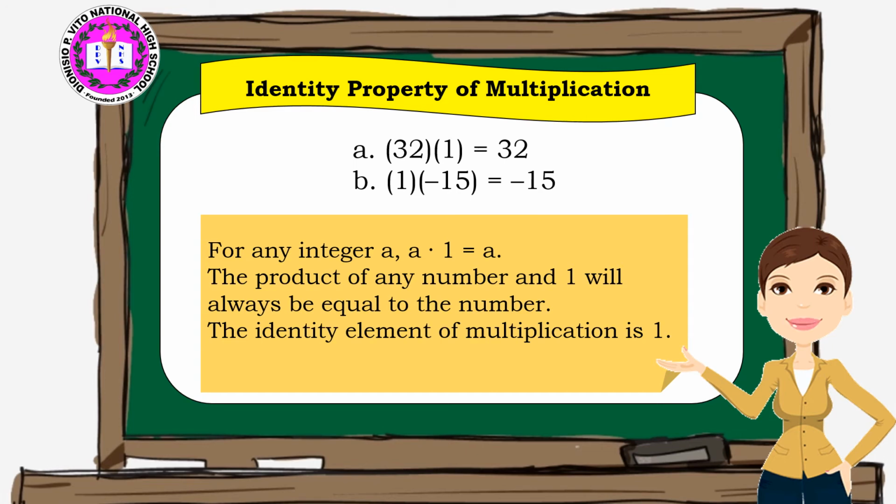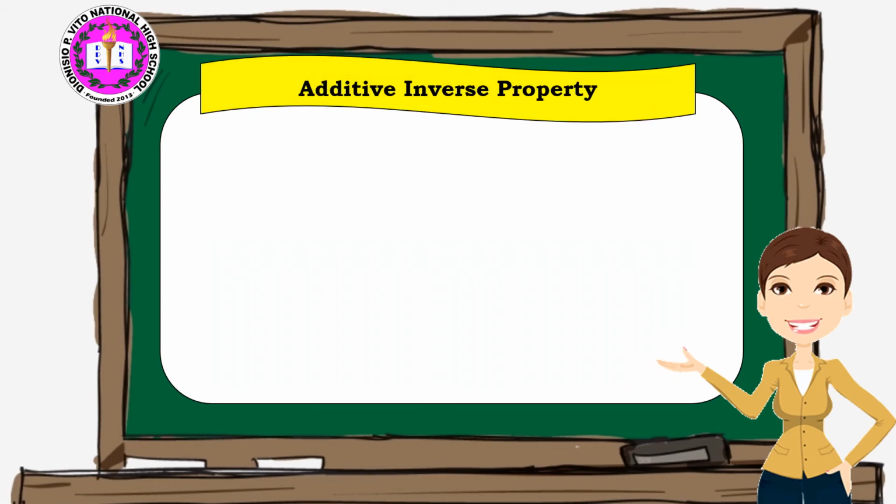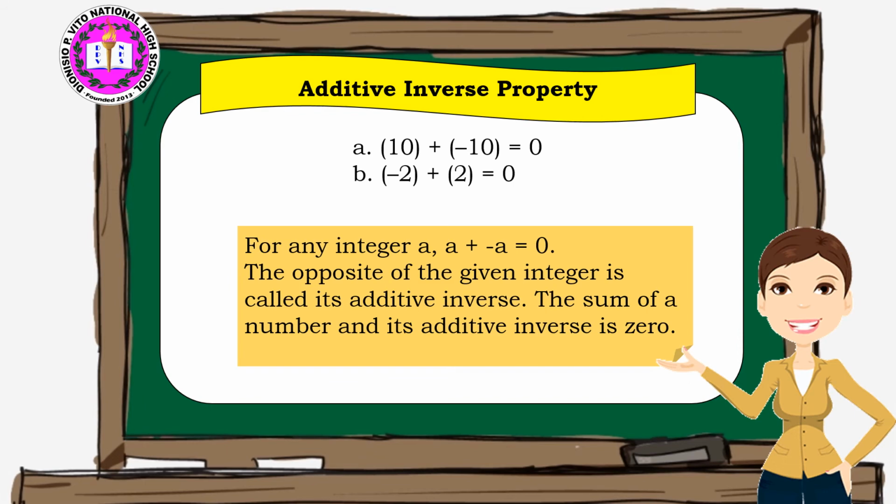The product of any number and 1 will always be equal to the number. The identity element of multiplication is 1. The next property that we have is the additive inverse property. For example, 10 + -10 is equal to 0, and -2 + positive 2 is equal to 0. For any integer a, a + -a is equal to 0.